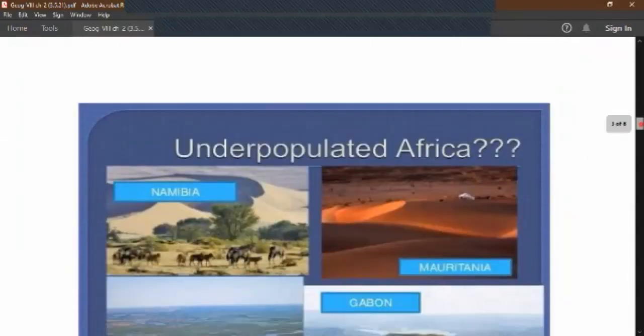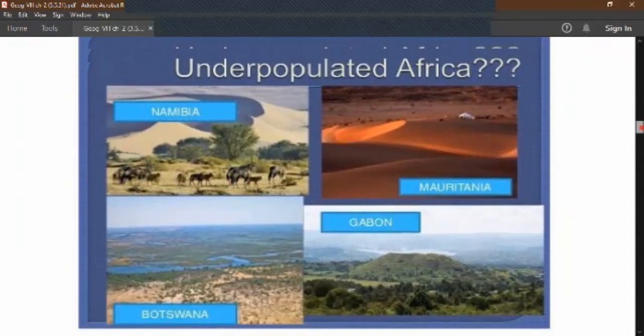An underpopulated region, one of them is Africa. So as you can see, why Africa is underpopulated: the desert regions and the harsh climatic conditions don't allow people to reside.